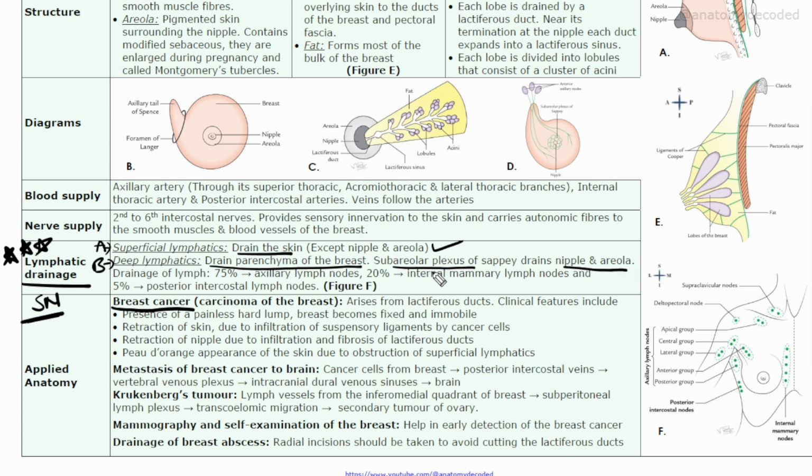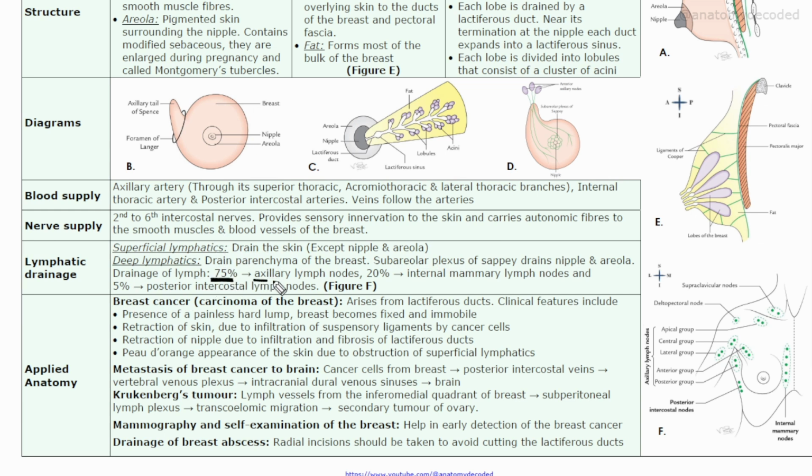There is a plexus called the subareolar plexus of Sappey in the deep lymphatics that will drain the nipple and areola, that was not drained in the superficial lymphatics. And in general, just remember the percentage of the lymph flow: 75% of the lymph goes to the axillary lymph nodes.